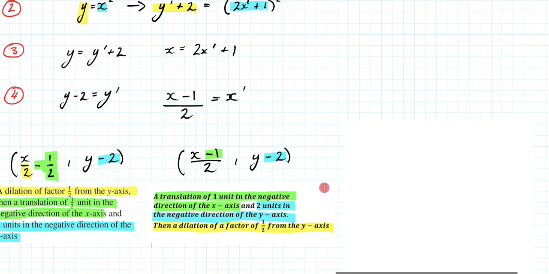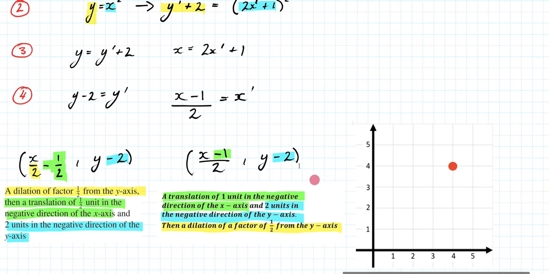Let me come here, grab a pen. Okay, so I'm going to prove it to you. So let me first do it this way. So here is a point. I have 4, 4, so this is just a random point. And I'm first going to do a dilation of a factor of a half from the y-axis. So I've got my point, and if I'm dilating by a factor of a half from the y-axis, that means I'm going to be taking my x value and timesing it by a half. 4 times a half is 2, so it's going to be moving there, which makes sense. It's dilating by a half.